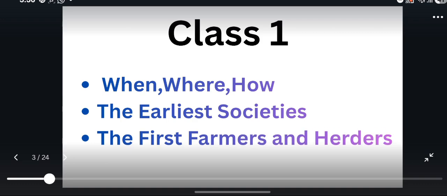Today we will see about when, where and how the history happened, and the earliest societies and the first farmers and herders.